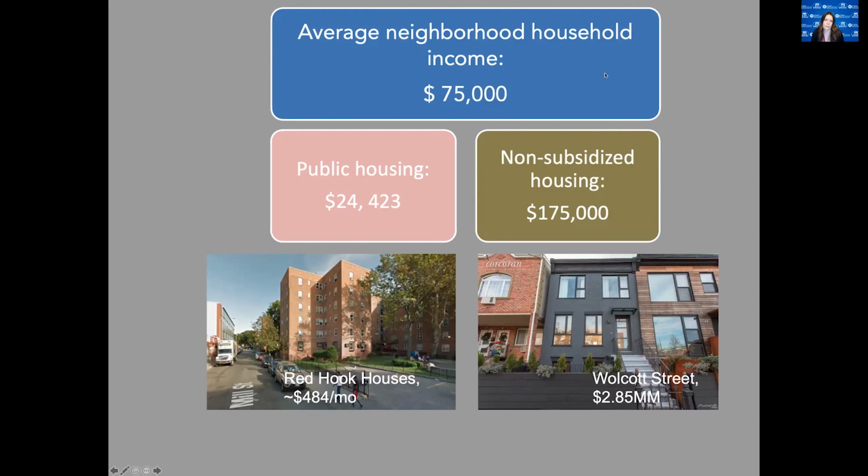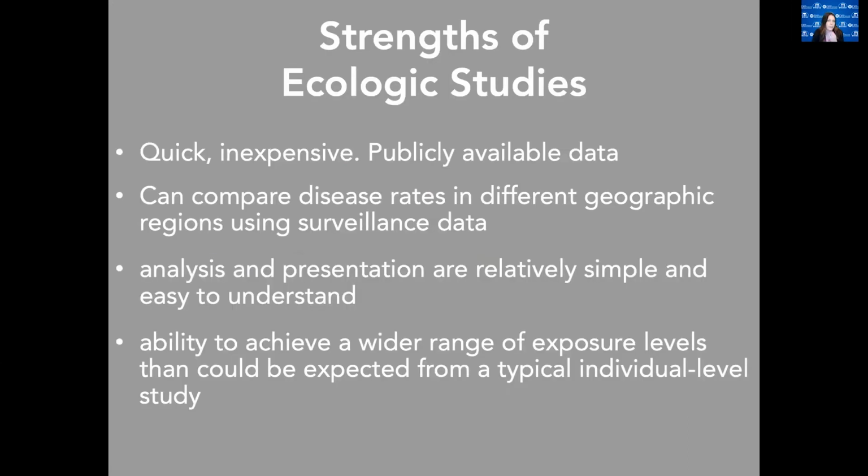So if we were to use this kind of summary statistic as a reflection of the income situation in Red Hook, that would be an example of an ecological fallacy. The summary statistic is not reflective of the real experience in the neighborhood.